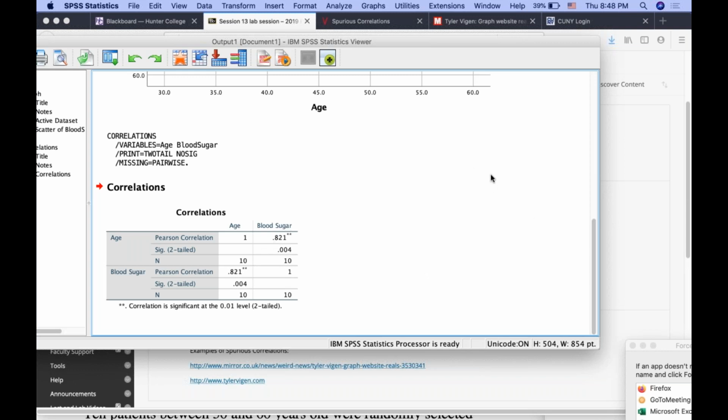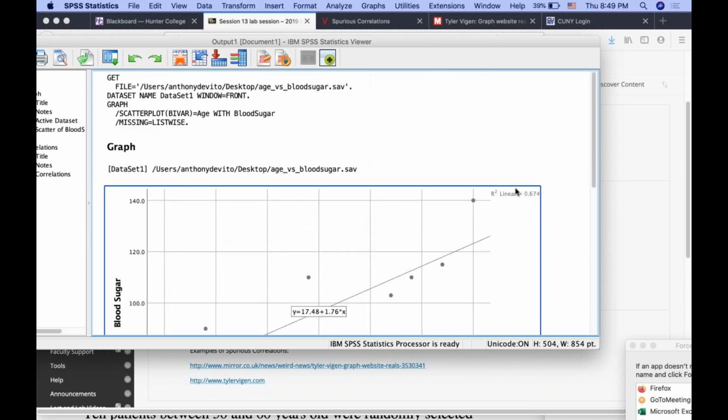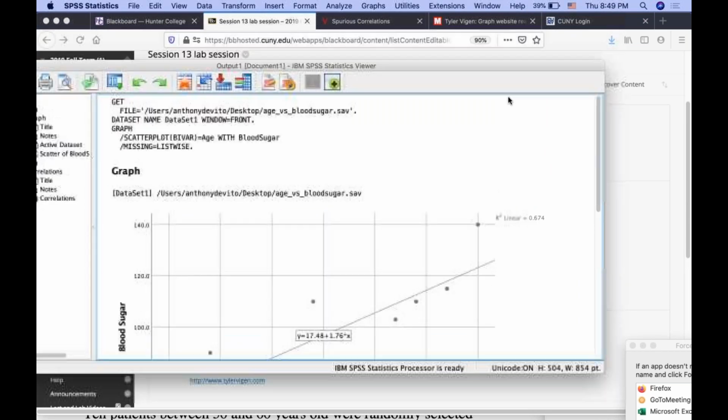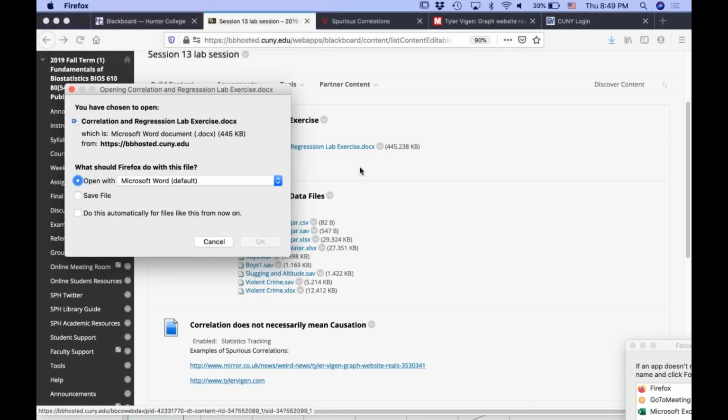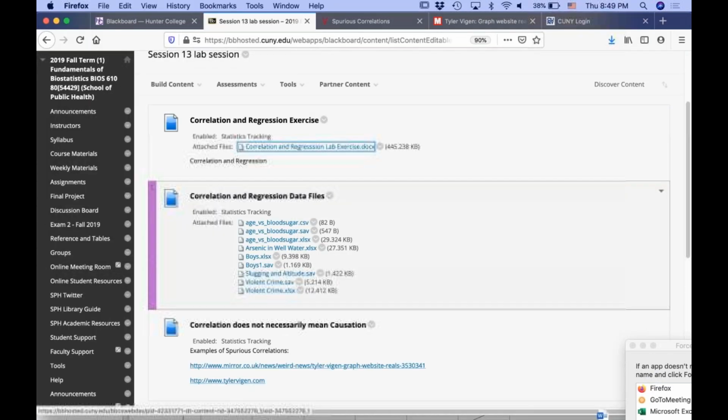Okay, so let's see what we can do with this now. So we have a basic idea of how this works. Oops, I've got to turn that off. Okay, so let's see what else I have here.